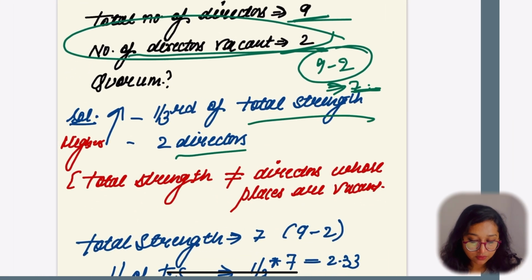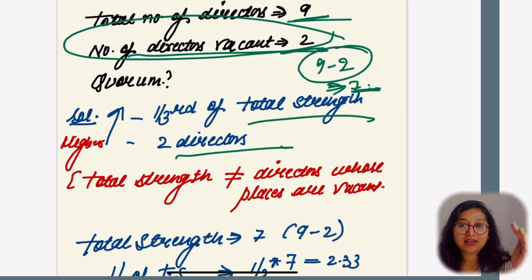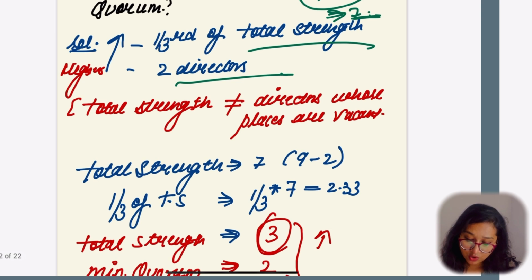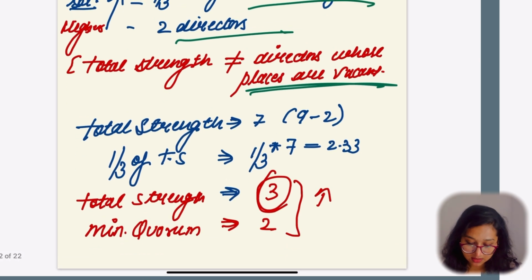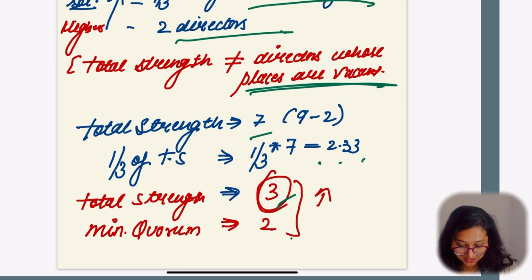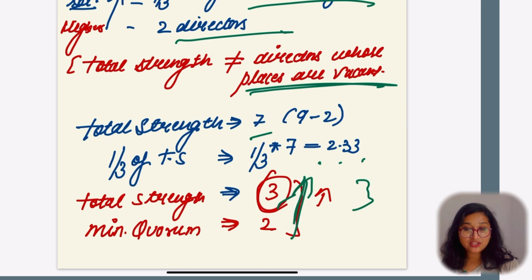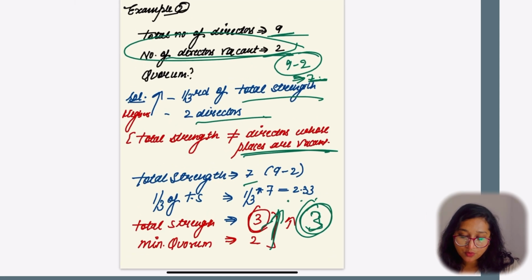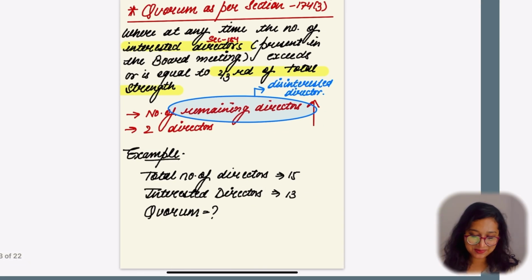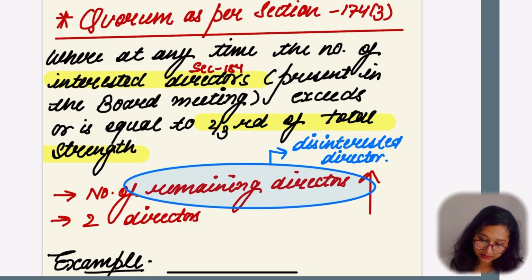So it is 1/3 of total strength or 2 directors, whichever is higher among them. Total strength is the number excluding directors whose places are vacant. This part was clear to us. Total strength is 7. Yes, 1/3 of total strength is going to be 2.33, so we are going to take the round off, which is 3, and whichever is higher among them, which is 3. So 3 would be the quorum of the board meeting. At least 3 members should be present there, otherwise the board meeting is not going to be validated. Let's go for the other thing.